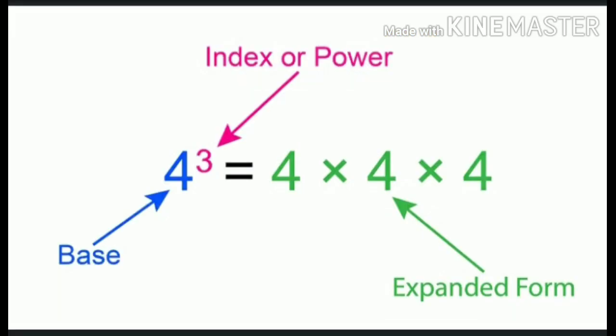Now children, let's see expanded form. Here, children, 4 raised to 3. 4 is the base number and 3 is the index. Here, children, the index is 3, so the base number will repeat 3 times. The base number is what? 4. So, 4 into 4 into 4. This is known as expanded form, children.